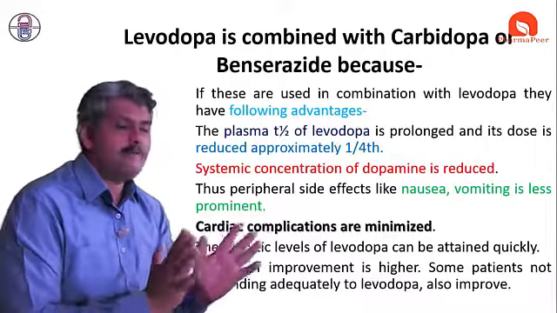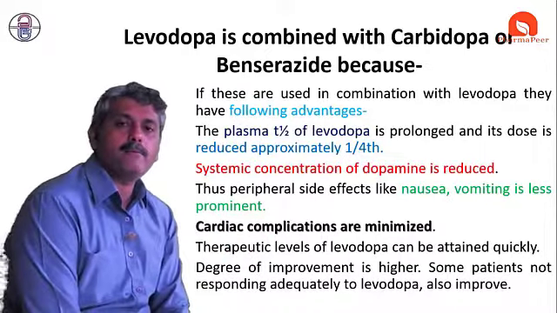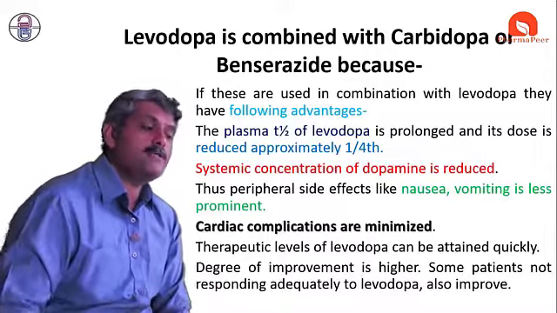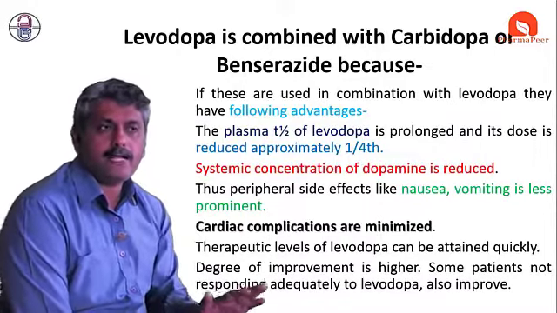So these are the points that we had seen, and the last one that we had seen is the combination of levodopa with carbidopa as well as benserazide. So this is what today's lecture and this chapter are about.